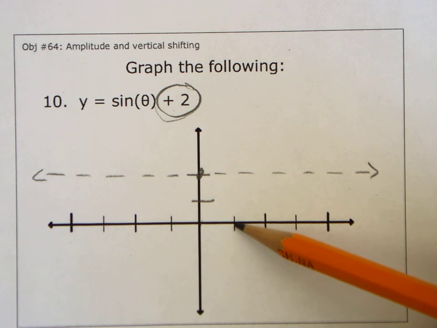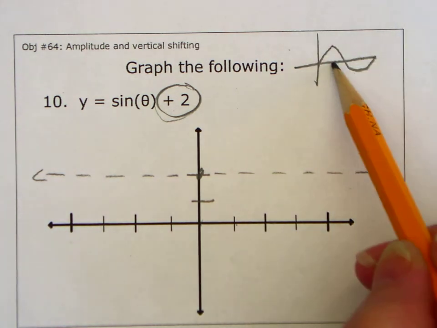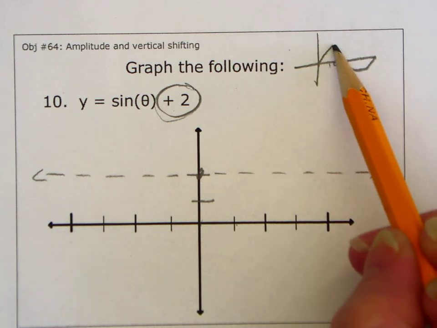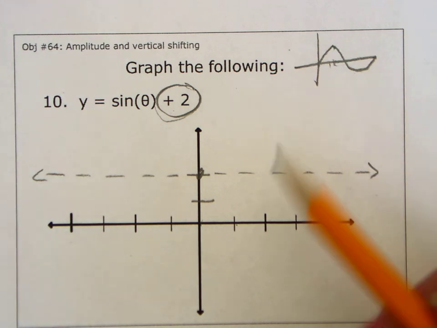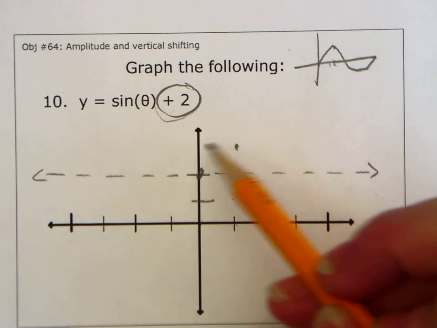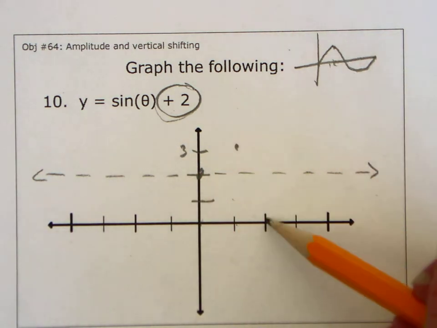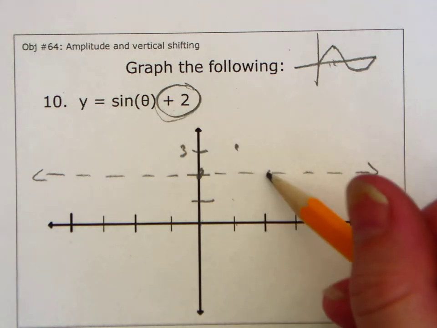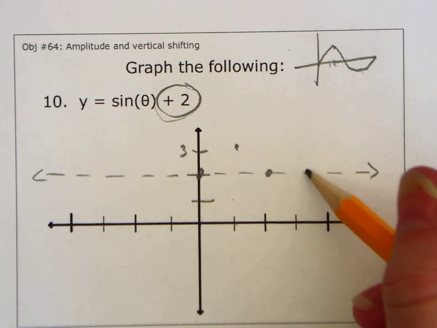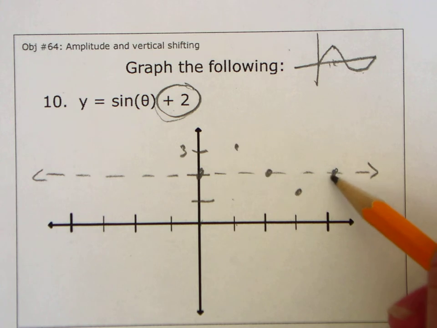What's pi over 2 normally for sine? If it helps, draw a quick graph. At pi over 2, sine is 1, so I'm going up 1. Normally I'm here, but I'm being shifted up 2. Then it goes back down to 0, but the whole graph is shifted up 2, so it's on my dotted line. Negative 1, so down 1 from my dotted line. Then 0 on my dotted line.